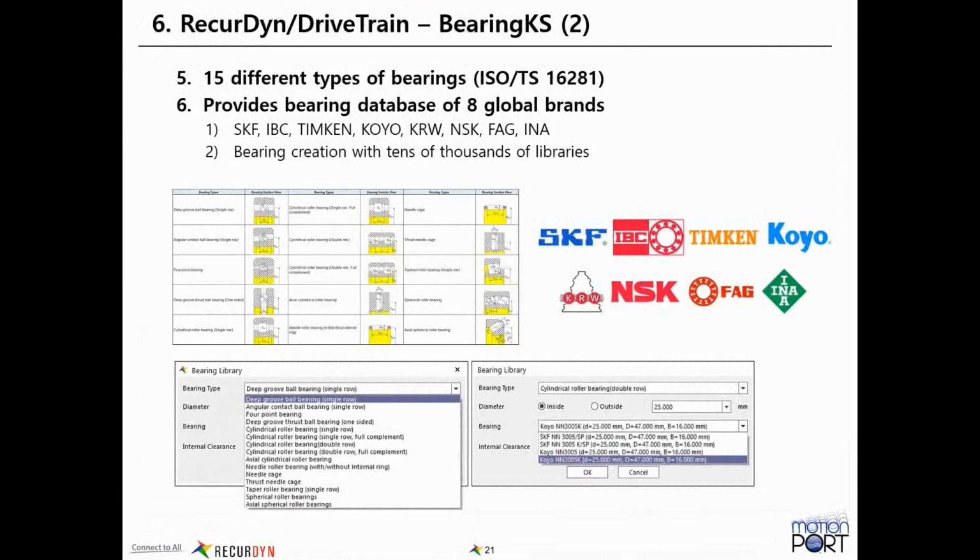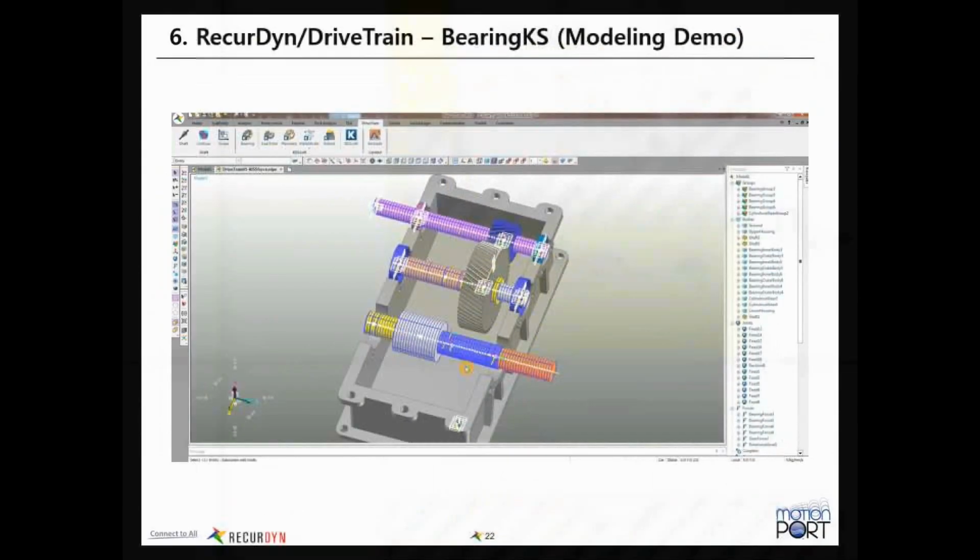15 types of bearings can be simulated, and the databases of 8 global brands of bearing manufacturers are included. Here are some examples of the different options you can choose as far as the bearing type, and you can even choose the exact bearing model for each particular manufacturer.